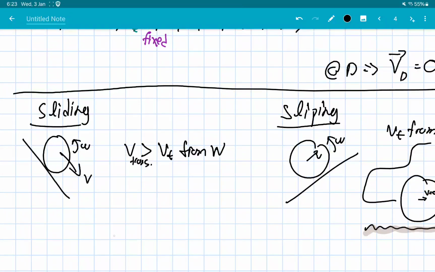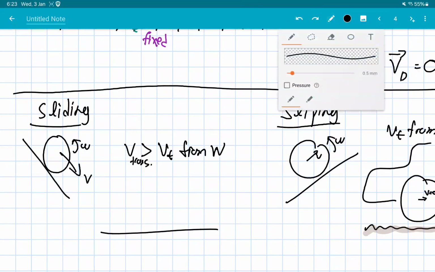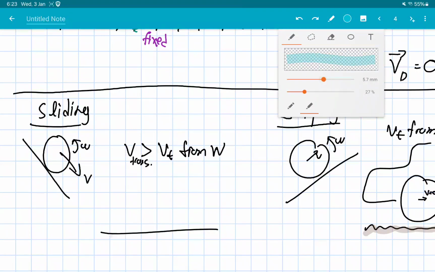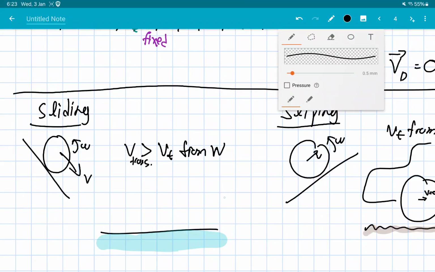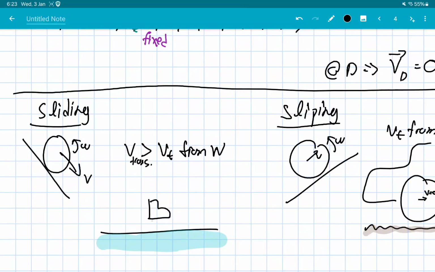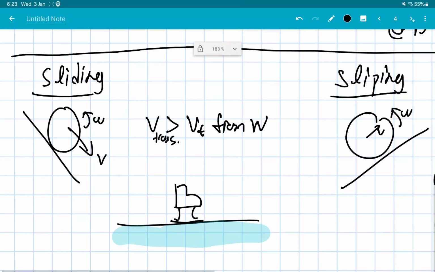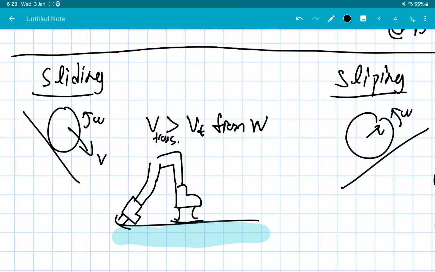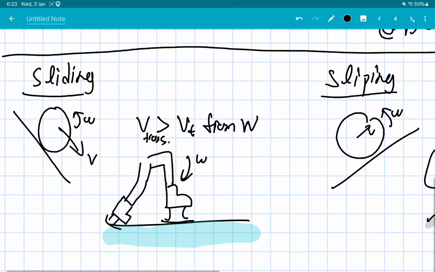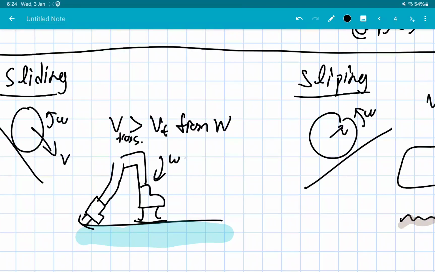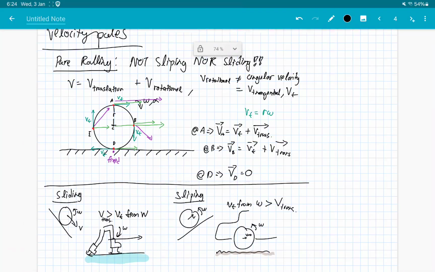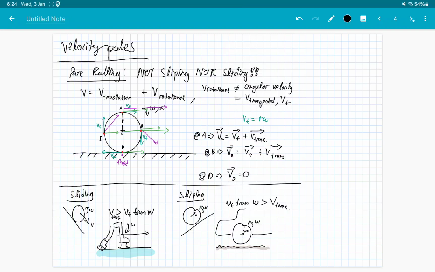Sliding would be, imagine you are on ice, and you are trying to run. I'm not very good at drawing, but imagine you put your feet up and try to push yourself forward with a very high amount of force. However, you're not putting that much force onto the ground, yet you're sliding really quickly across the ice. So that is my explanation of velocity poles, pure rolling, slipping, and sliding.